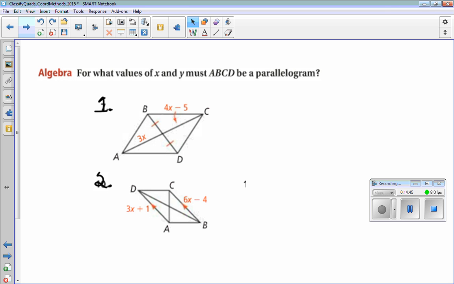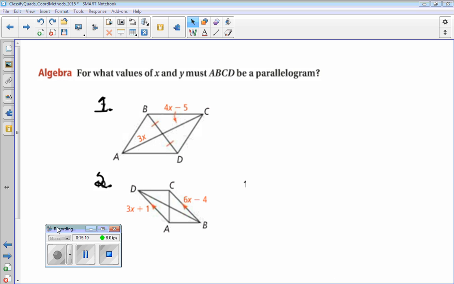Both pairs of opposite sides are parallel. Am I using the diagonals bisect each other? Am I using opposite angles are congruent? What am I going to be using? Copy them both into your notes, and we'll come up with an equation to solve for x, and we'll decide which property or which theorem I'm really using. I'm going to pause the recording for a second while you copy it down.